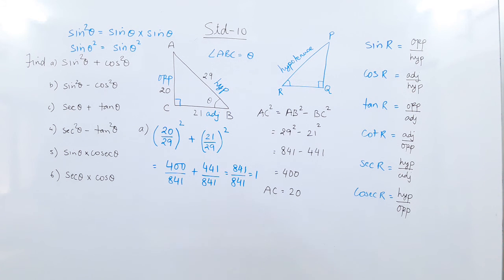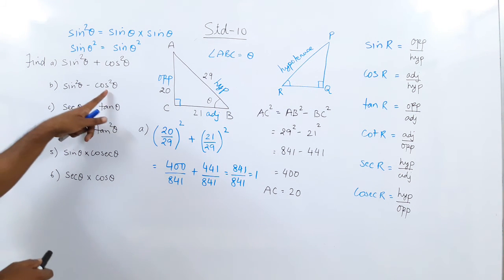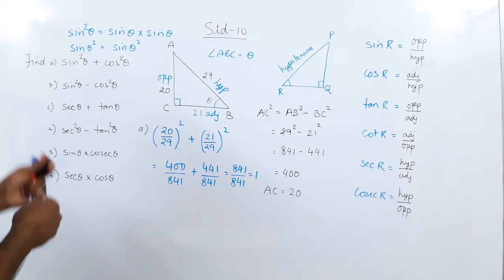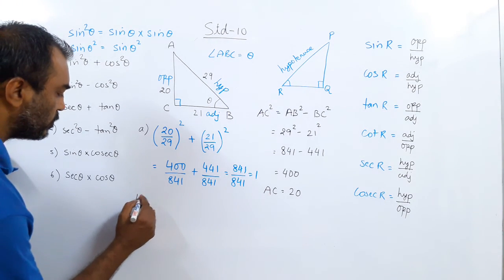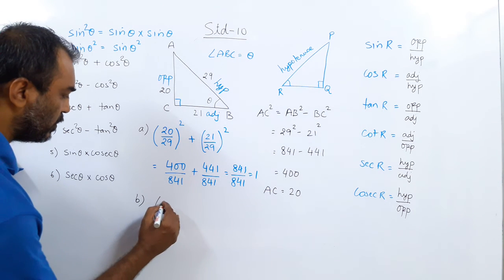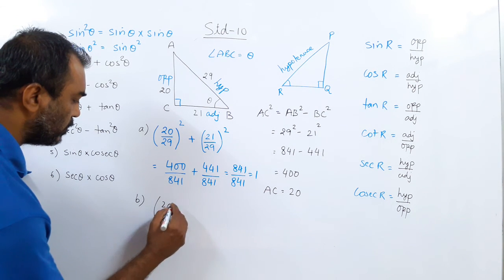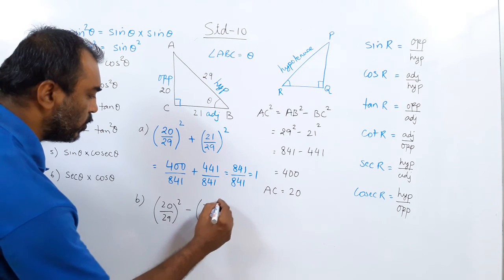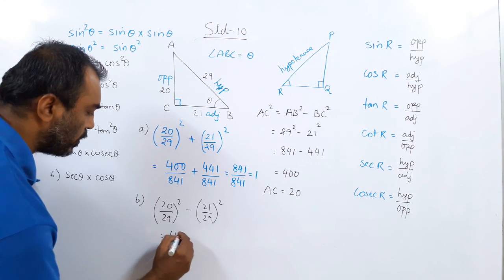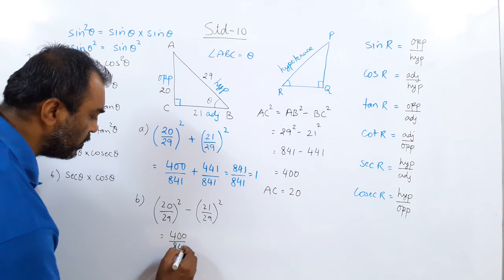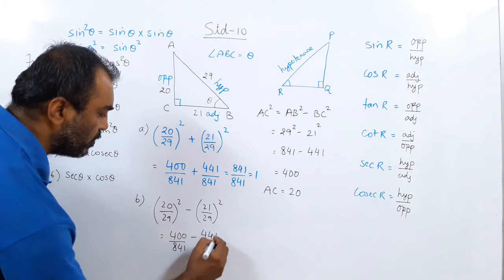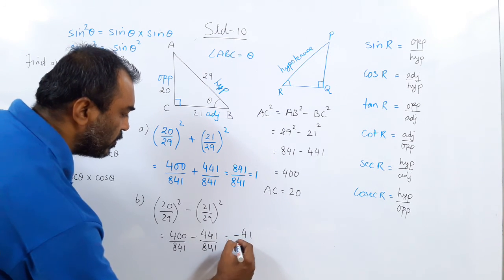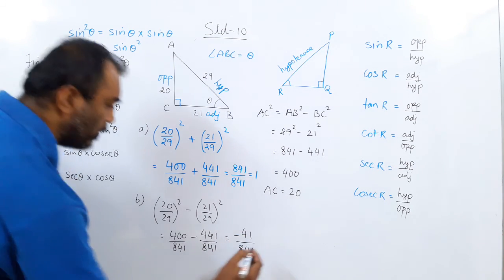Okay. Now the second answer in the book they have given cos square theta minus sin square theta. I have written sin square theta minus cos square theta. It shouldn't make much of a difference. So this time sin square theta is (20 upon 29) the whole square minus (21 upon 29) the whole square, equal to 400 upon 841 minus 441 upon 841, and we will get minus 41 upon 841.